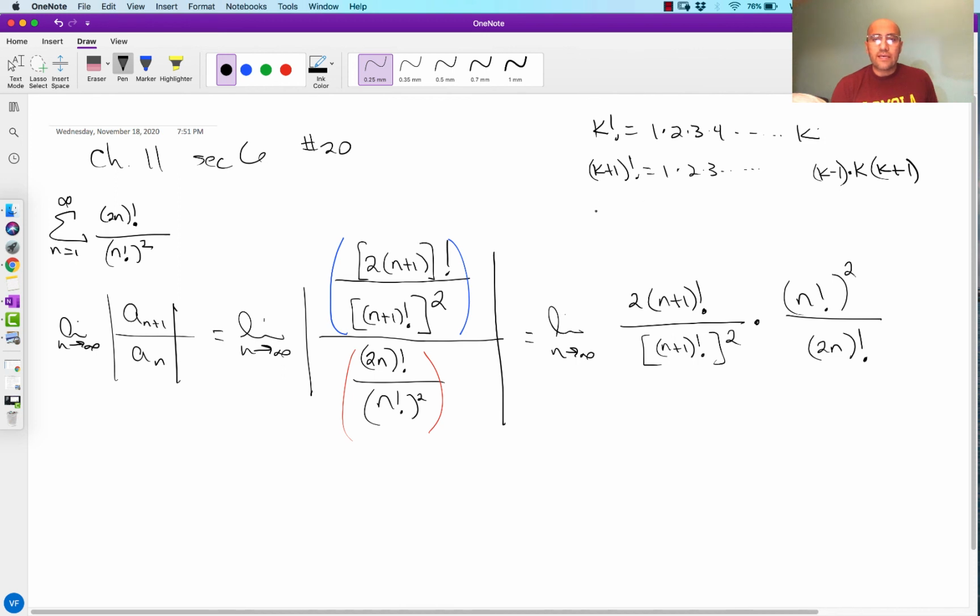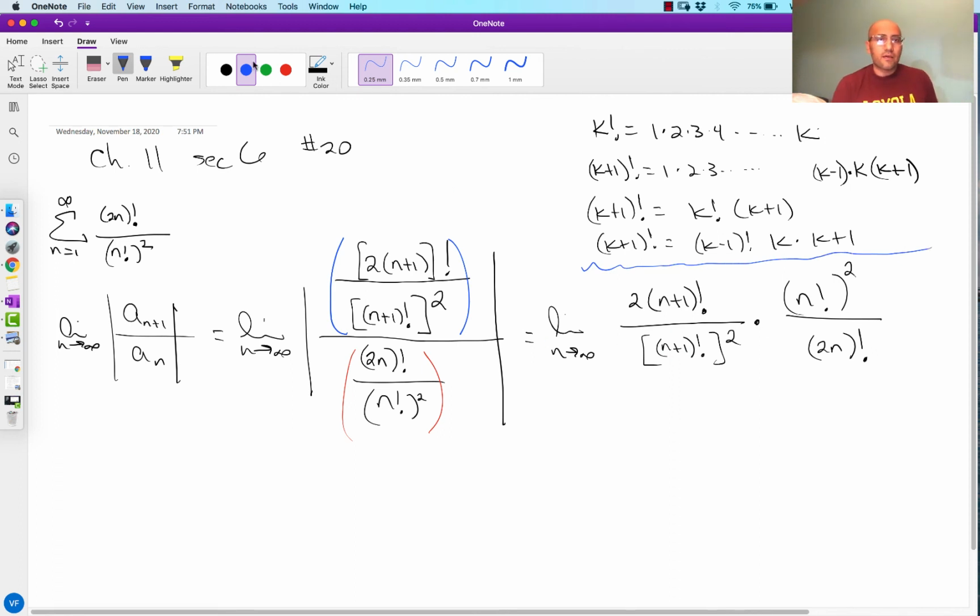What we could say is that k plus 1 factorial is equal to k factorial times k plus 1, for instance. Or you can break it down even more and say that k plus 1 factorial is equal to k minus 1 factorial times k times k plus 1. Okay, so just reminding you of how we can simplify the factorials. So let's go ahead and do that.